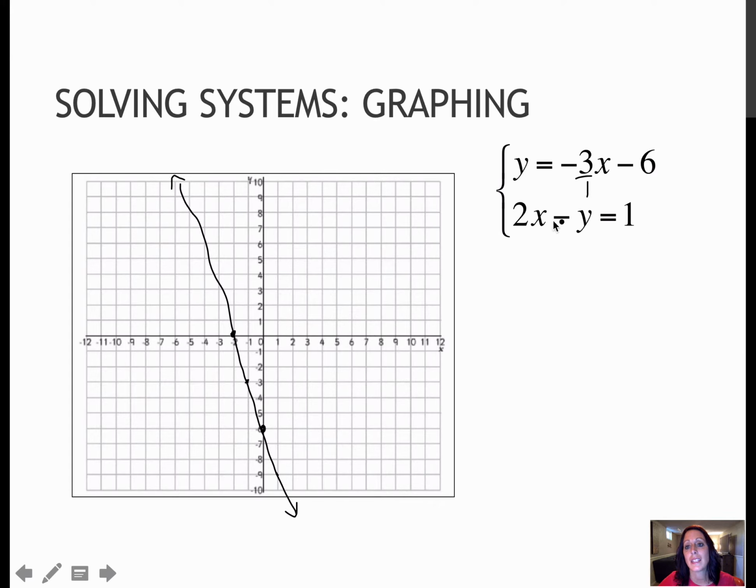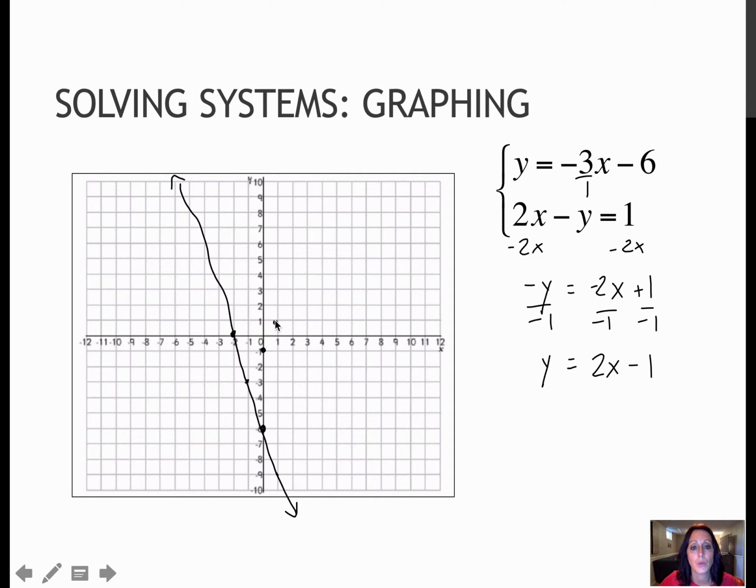For my second, this is obviously not in slope-intercept form. It's in standard form, but using the cover-up trick probably wouldn't be great because I'd end up with a fraction. So I'm going to manipulate this equation to turn it into slope-intercept form to make it easier for me to graph. And I'm just going to move that 2x to the opposite side, and then I have to take everything divided by -1 so that it's positive y. So I have y equals 2x minus 1.